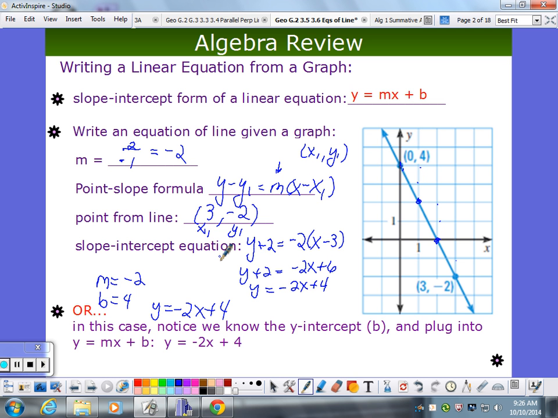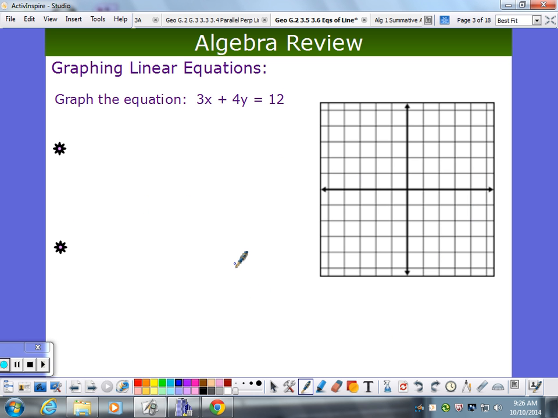Do you remember doing this last year? Everybody raise your hand. I remember doing this last year. Okay, it's back. Alrighty. So graphing linear equations, I want to review that as well, just to make sure we're all on the same page with that.